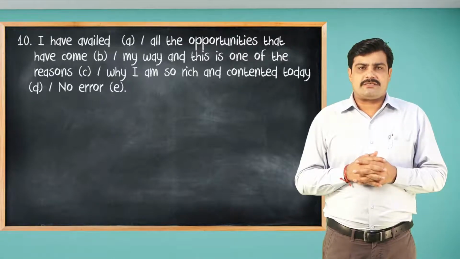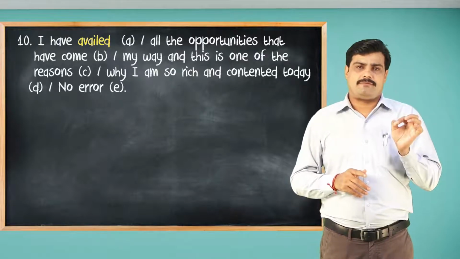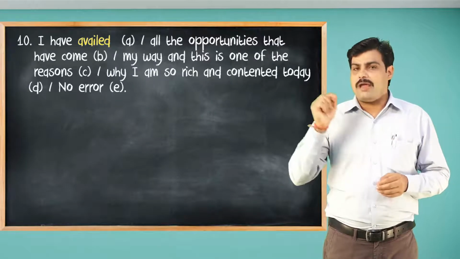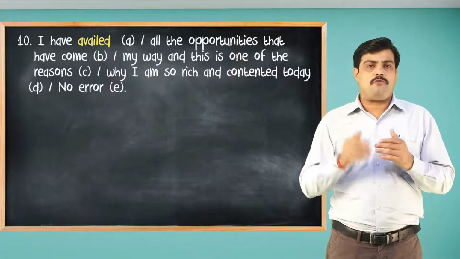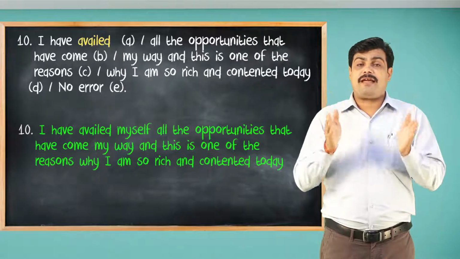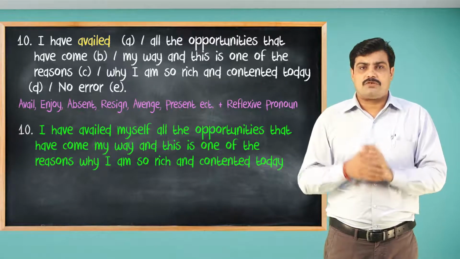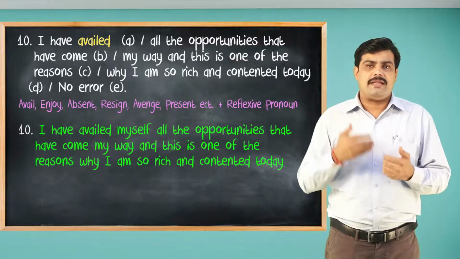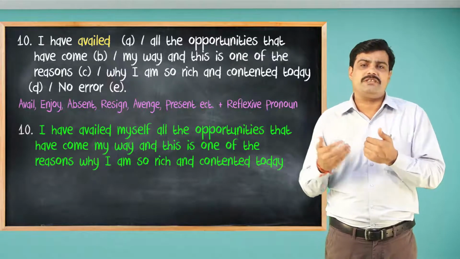Now here in this sentence, some of the verbs I have already told you always require reflexive pronouns, and these verbs are avail, enjoy, absent, present, resign, avenge, etc. There is always a use of a reflexive pronoun, meaning self, after them. So the sentence should be, I have availed myself of all the opportunities that have come my way, and this is one of the reasons why I am so rich and contented today.